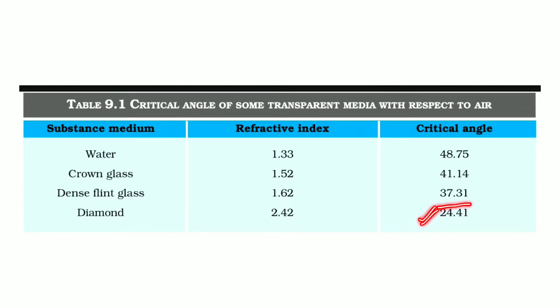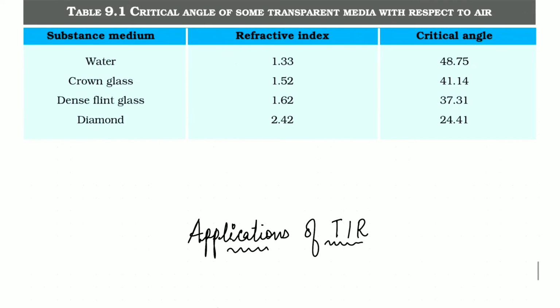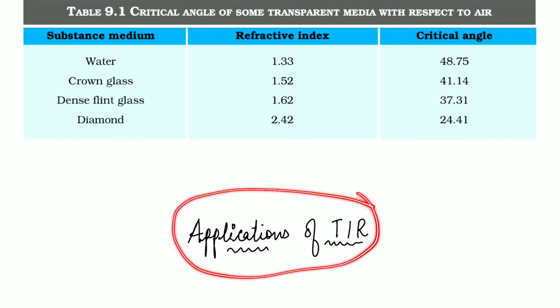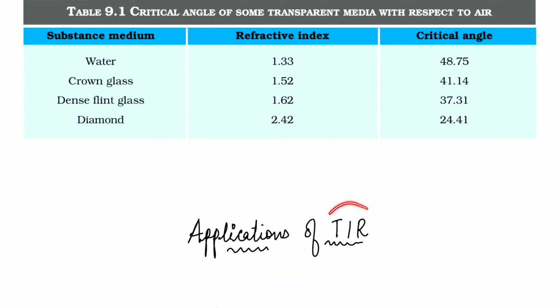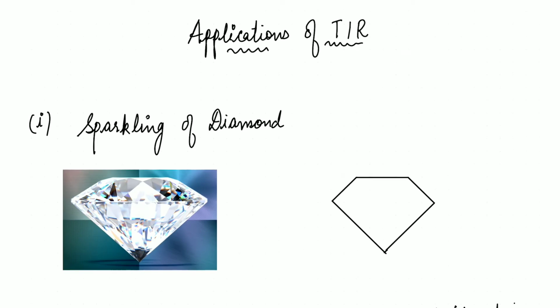And basically we exploit this property of diamond. You will see it in one of the applications of TIR. All right, I hope you guys can understand that, right? Okay, let's look at the applications of TIR. This is the important thing: applications of total internal reflection, which we see in our daily life, right? Number one, sparkling of diamond, right?